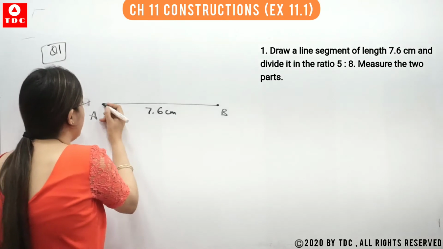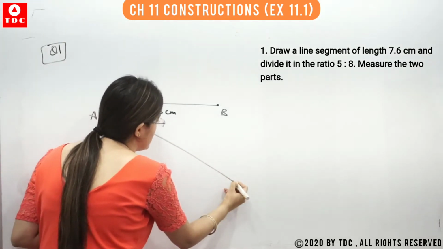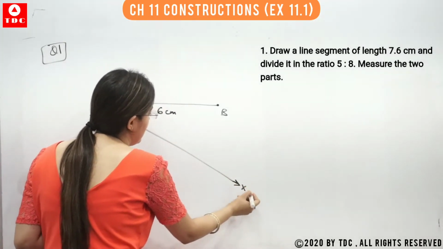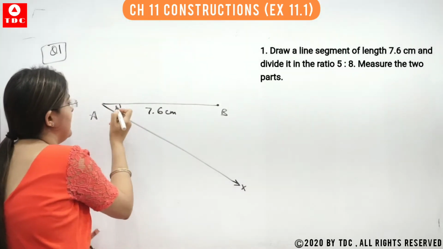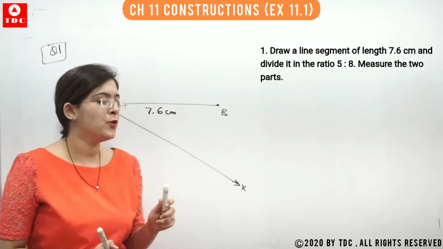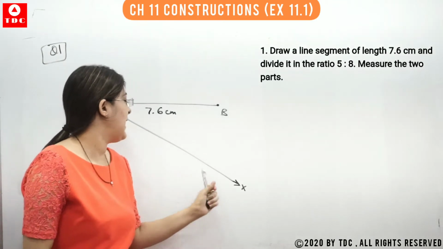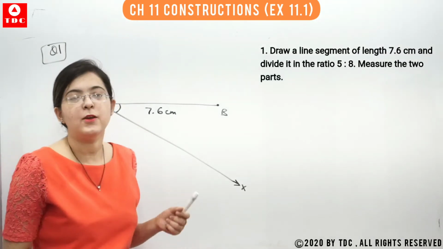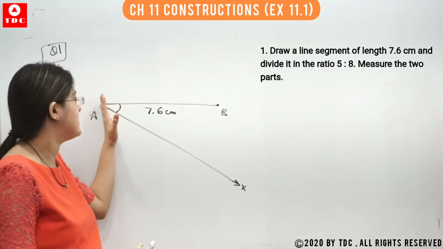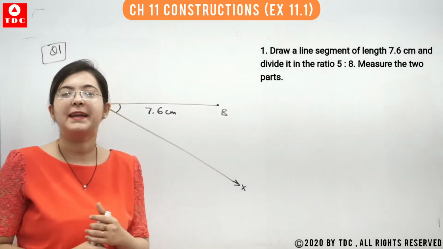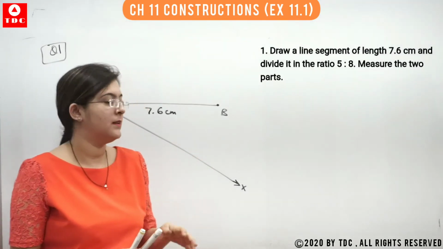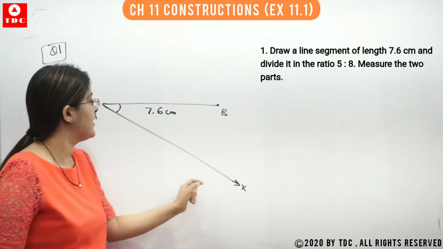Then from A, draw AX, making any acute angle. What we have to do is, from A, draw ray AX making any acute angle. Acute angle means less than 90 degrees. So we have drawn an acute angle.